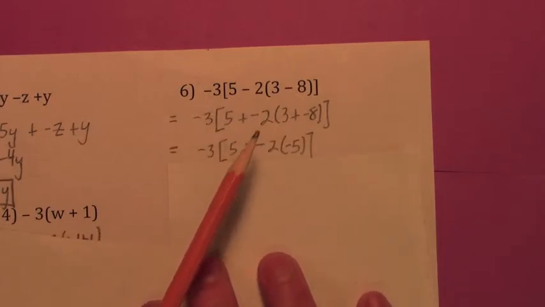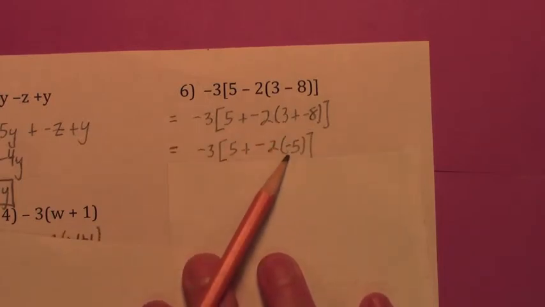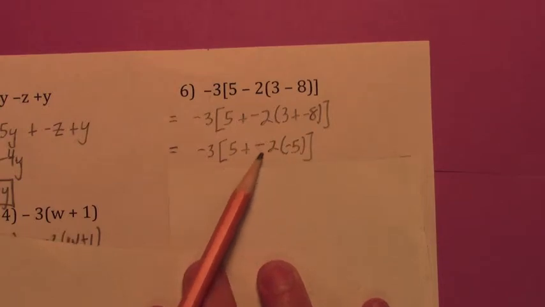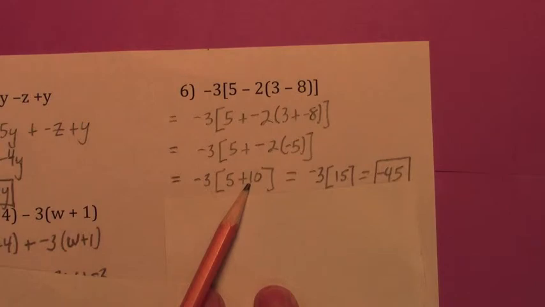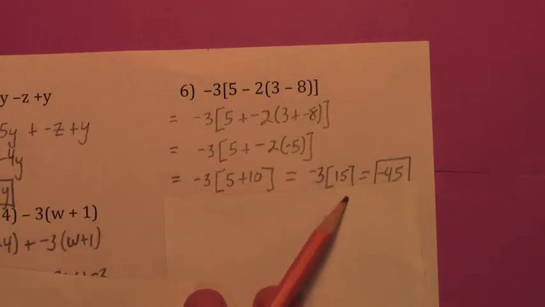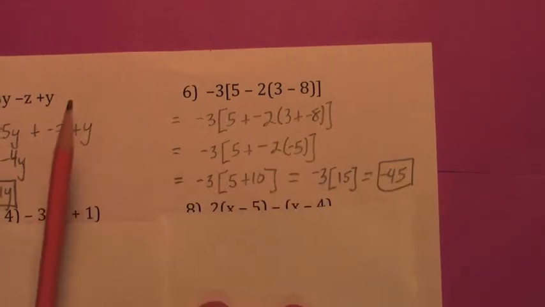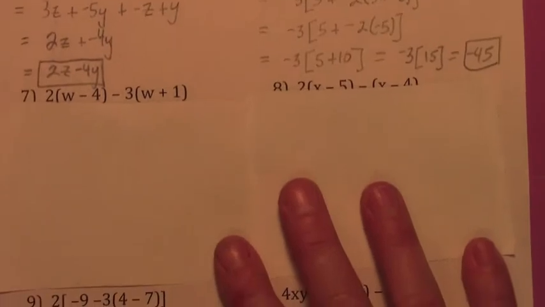So then what do we do? We work inside the parentheses, and that becomes negative 5. And then we're going to do the multiplication, right? This is negative 2 times negative 5, which is positive 10. So you get negative 3 times 5 plus 10. So that's 15 inside the parentheses. Negative 3 times 15 is negative 45. All right. A couple more, and then you can do some.